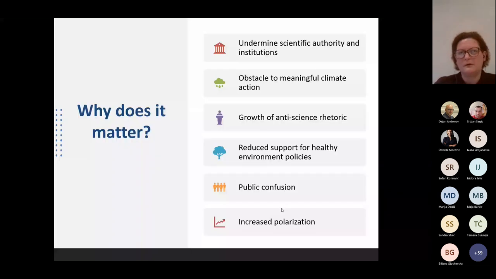And of course, it does matter. Greenwashing does matter. Climate disinformation does matter. Climate misinformation does matter. Why? Because it undermines scientific authority and institutions.